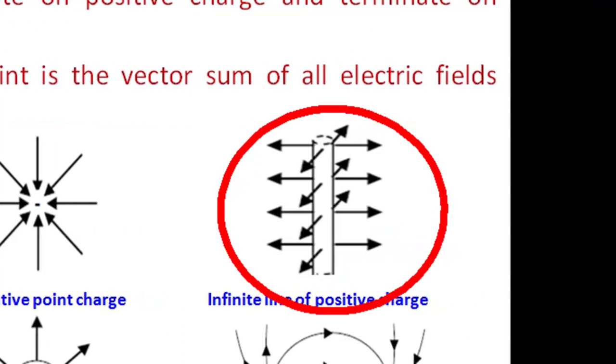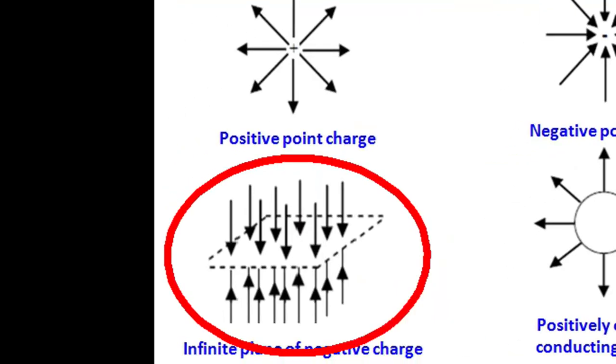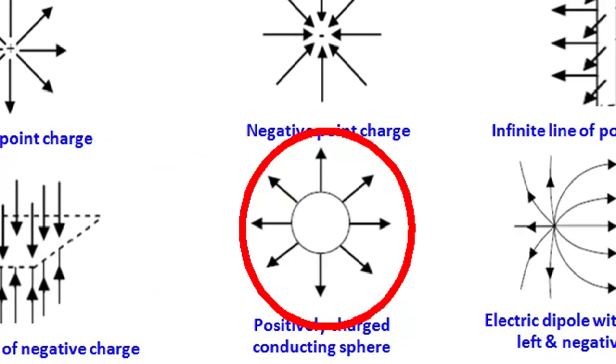For an infinite line of positive charge, the electric field lines are radial at a distance r from the line, where r is the radius of the cylinder. And for an infinite plane of negative charge, the charge is distributed over the surface as surface charge density. If it is a negative charge density, then electric field lines are in the inward direction. And for a positively charged conducting sphere, the electric field lines are in the outward direction at a distance r from the center of the sphere, where r is the radius of the sphere.